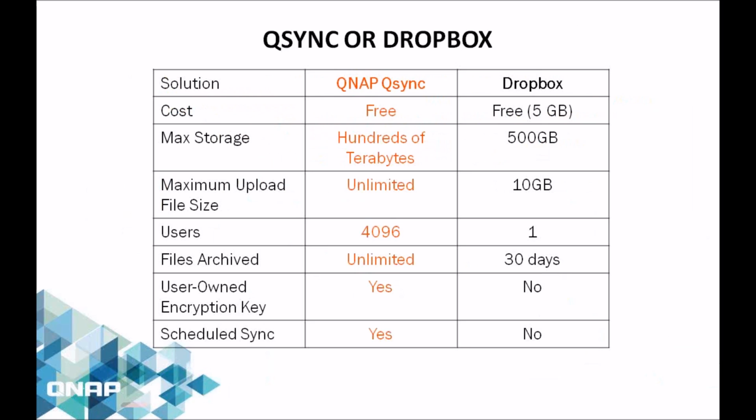Users: on the QNAP NAS, you can create 4,096 unique individual users to access your system and your files. With Dropbox, it's only one per person. Files archived: with the QNAP Qsync, it's unlimited. With Dropbox, you get 30 days, and then it recycles and you have to add the next 30. User-owned encryption key: with QNAP, yes, it's your own private encryption. With Dropbox, it's their encryption key, not yours. Scheduled sync: with QNAP, yes, you can schedule it to run whenever you like, perhaps when there's less network traffic or when you're using your NAS less. With Dropbox, there isn't; you need to tell it when to synchronize files that you've added.